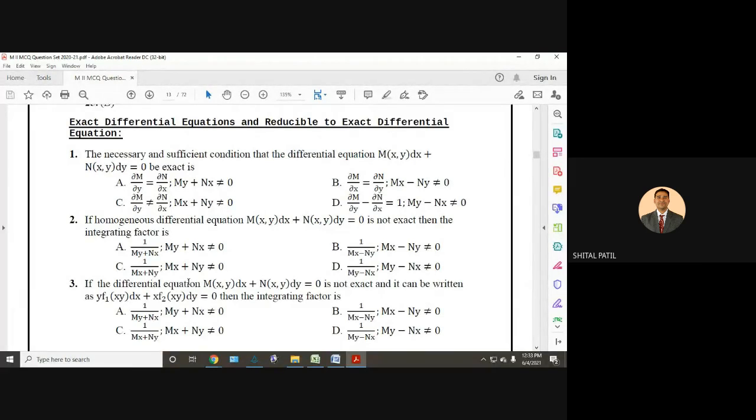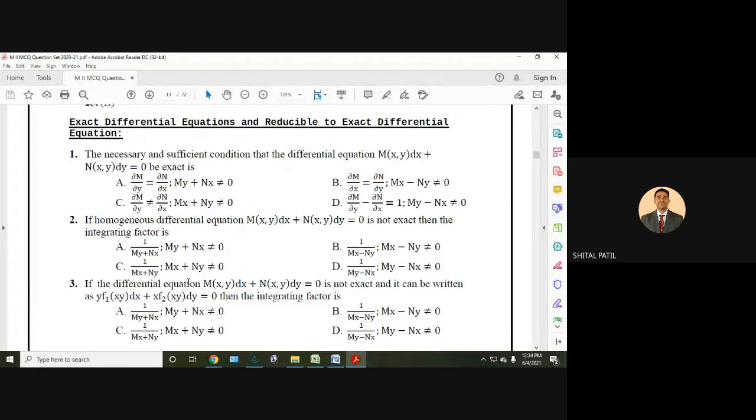If the differential equation is homogeneous then integrating factor is... Roll number 2, present or absent? A2 absent. A3 is also absent. A4, yes, sir. What is the integrating factor of homogeneous differential equation? Second question. We studied it yesterday. Sir, C. 1 upon xm plus yn, correct. Okay.